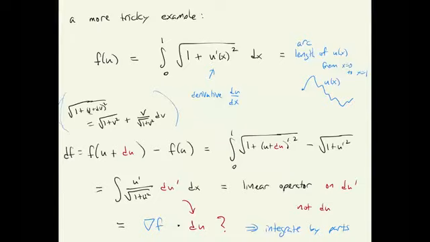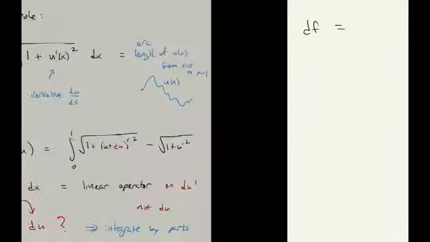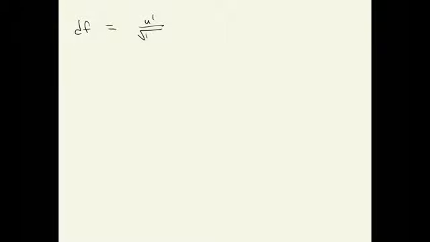So what do we do? For df, there's a boundary term that looks like u primed over the square root of 1 plus u primed squared times du at the boundaries 0 and 1. Then you have a minus sign and an integral from 0 to 1 of this whole thing, primed, times du, and then dx. All the u's and du's are functions of x.